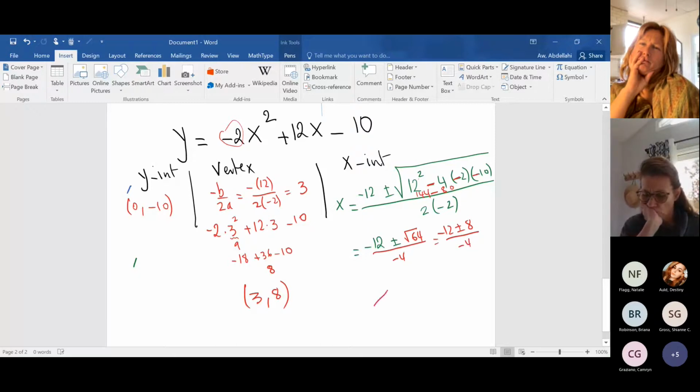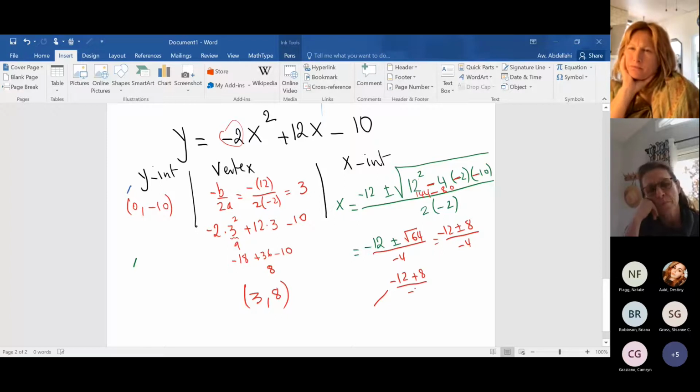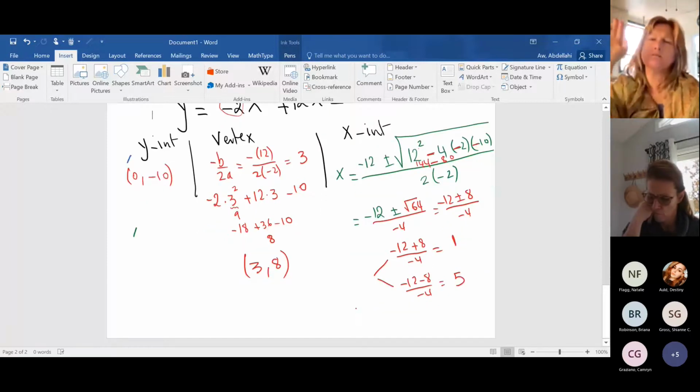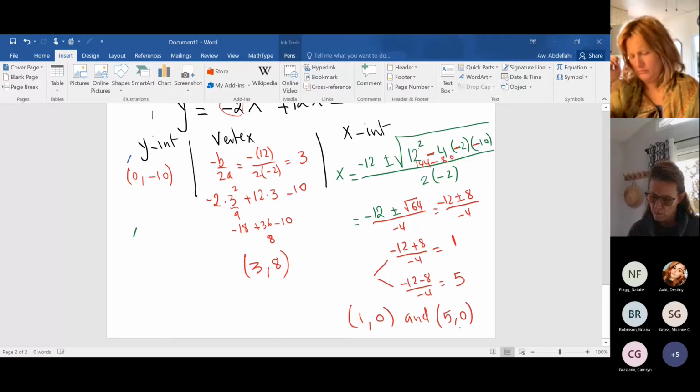It's going to be negative 12 plus 8 divided by negative 4, which is negative 4 divided by negative 4, which is 1. Or negative 12 minus 8 divided by negative 4, which is negative 20 divided by negative 4, which is 5, right? So my two x-intercepts are 1, 0 and 5, 0.